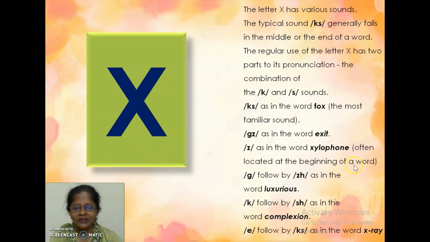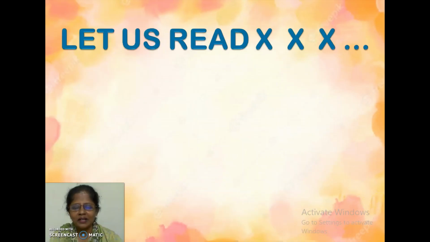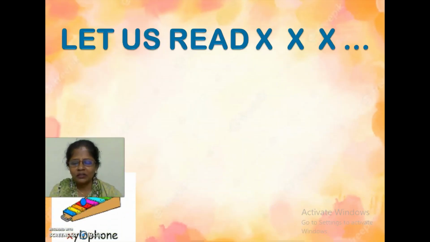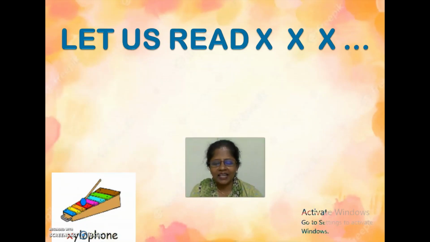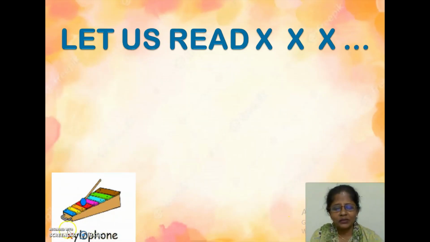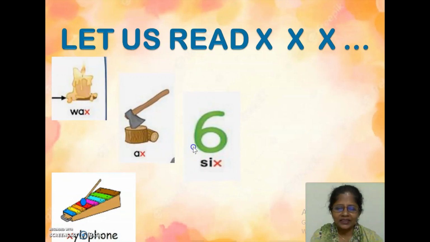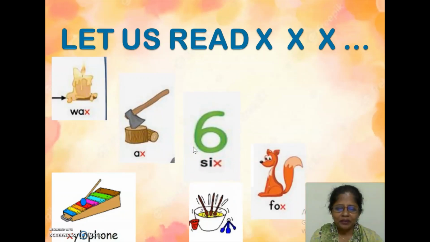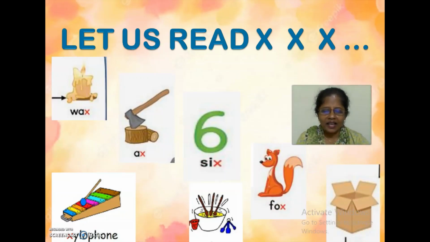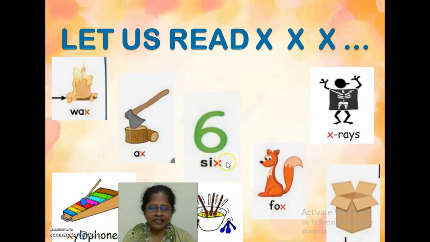So let's read the words so you'll be able to identify the words and the sound. The first one that we have here is the xylophone. It starts with the letter X, but it makes the sound 'z'. The next one is axe, where it comes at the end. Wax. Six. Mix. Fox. Box. And X-ray.